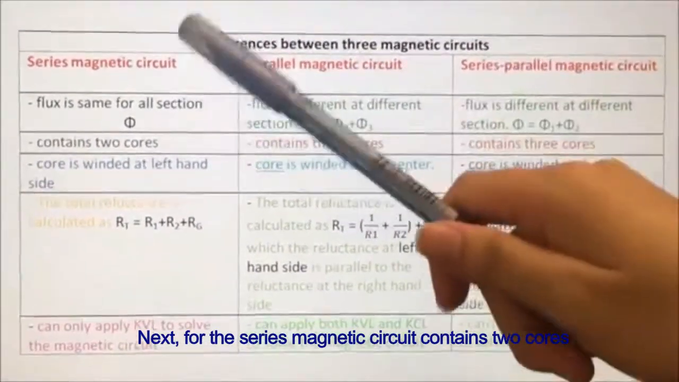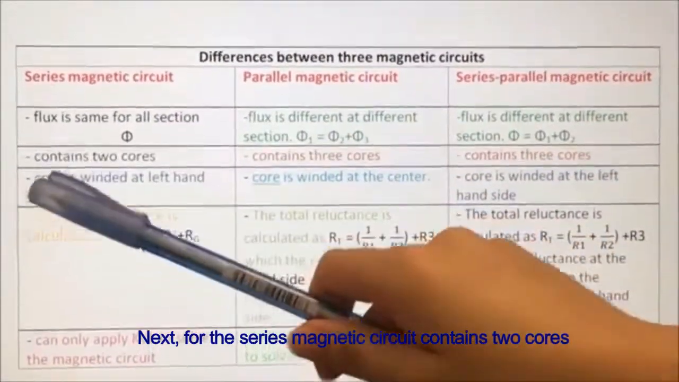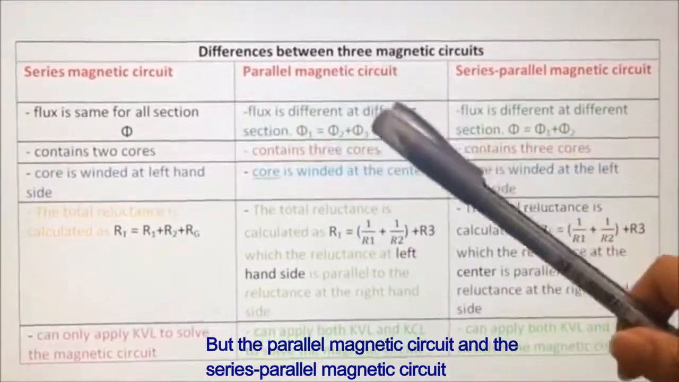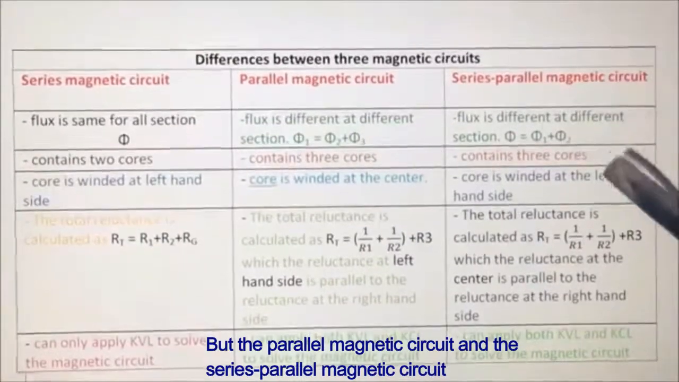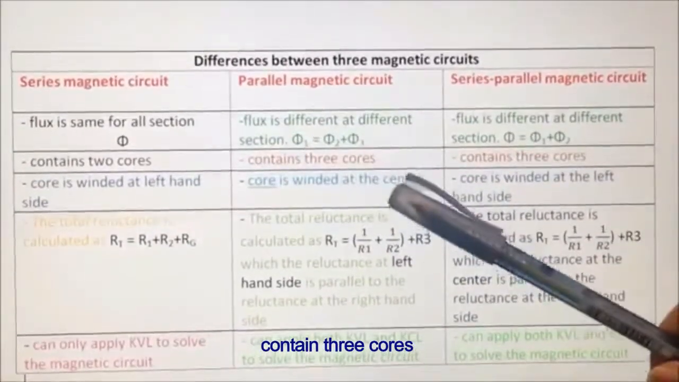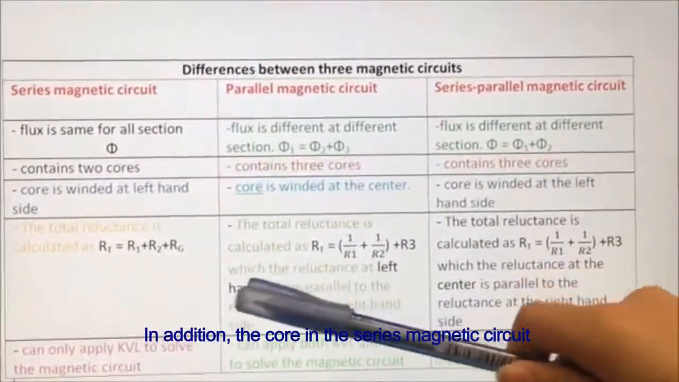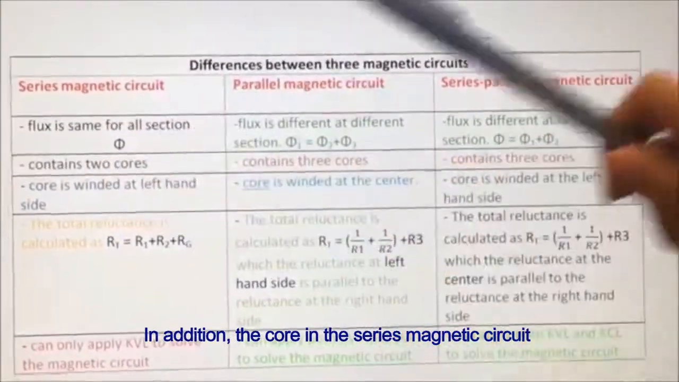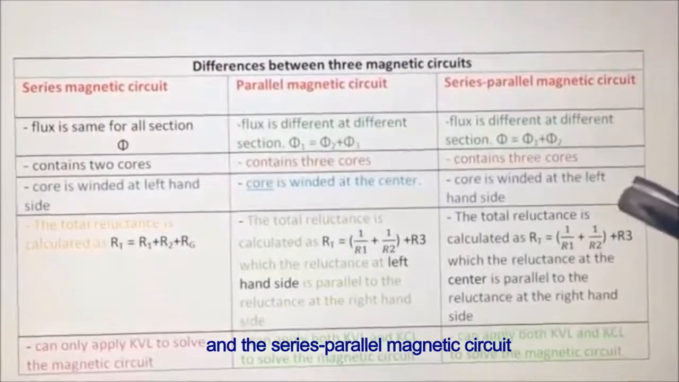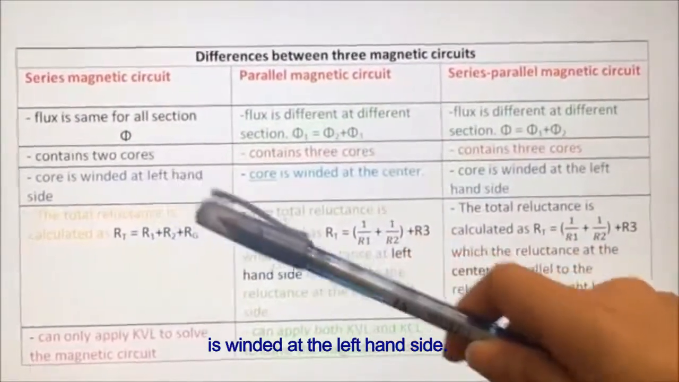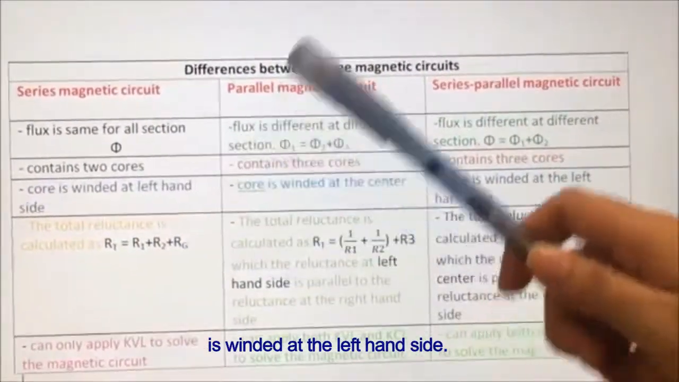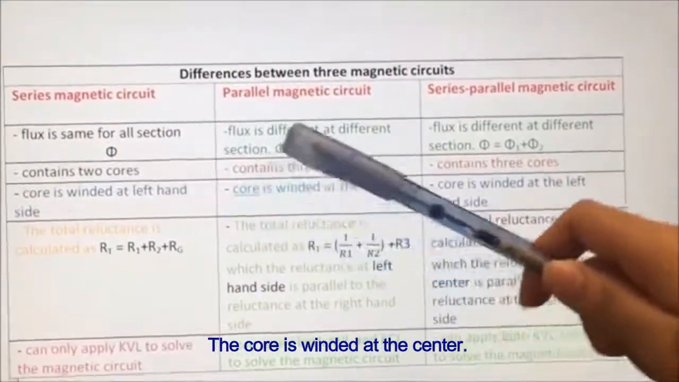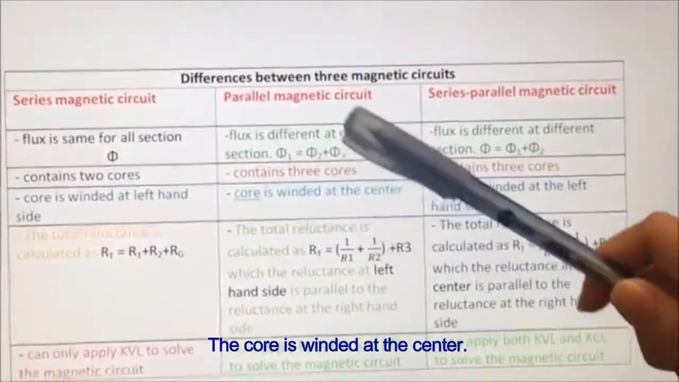Next, the series magnetic circuit contains two cores, but the parallel magnetic circuit and the series parallel magnetic circuit contain three cores. In addition, the core in the series magnetic circuit and the series parallel magnetic circuit is widened at the left-hand side, while in the parallel magnetic circuit, the core is widened at the center.